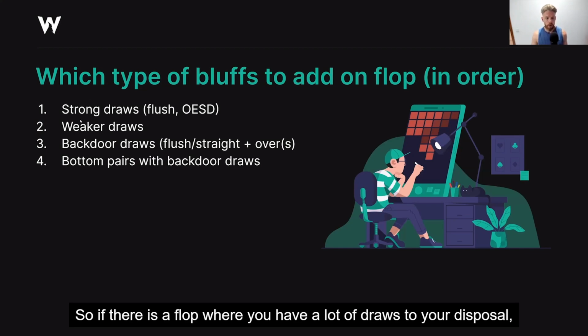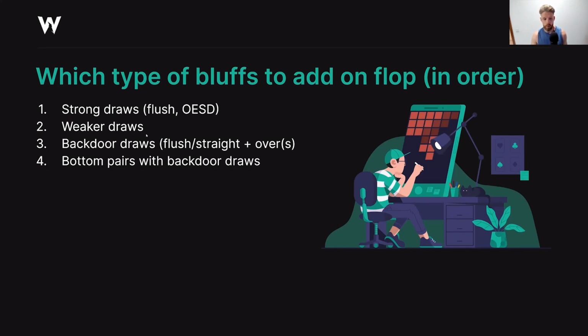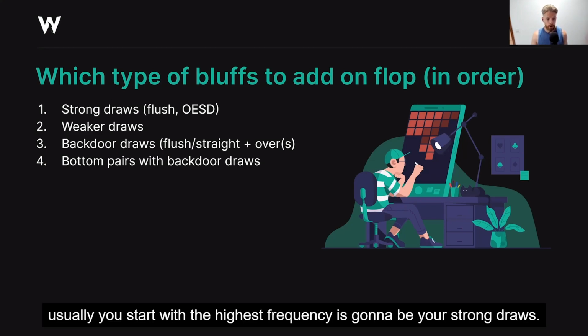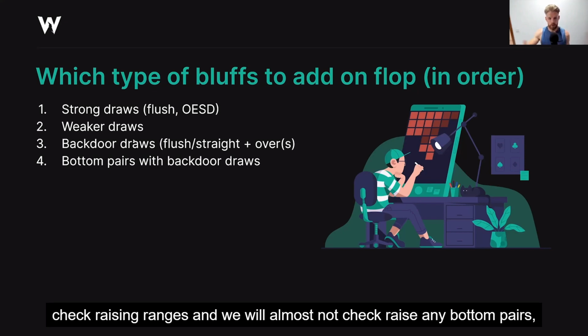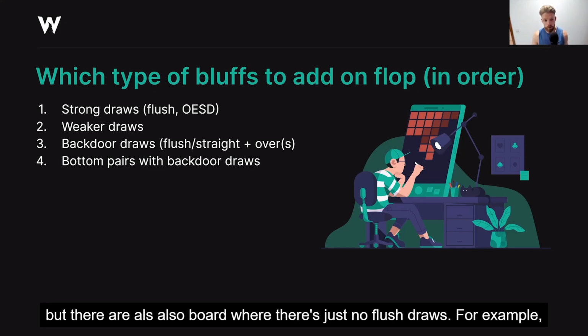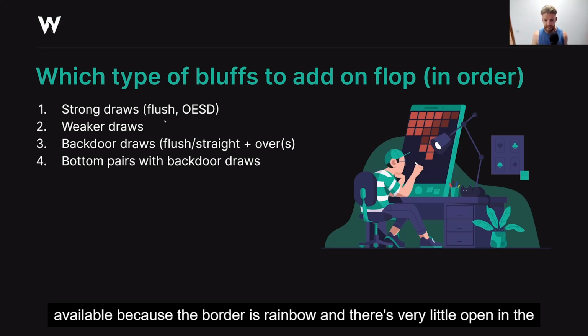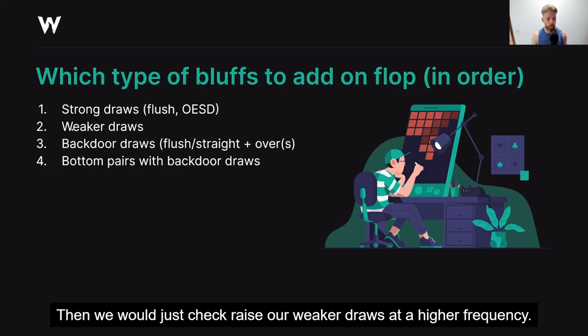So if there's a flop where you have a lot of draws at your disposal, usually you start with the highest frequency being your strong draws, then your weaker draws, and backdoor draws will be a smaller proportion of the check raising range, and we will almost not check raise any bottom pairs. But there are also boards where there are no flush draws available because the board is rainbow and there are very few open-ended straight draws. Then we would check raise our weaker draws at a higher frequency.